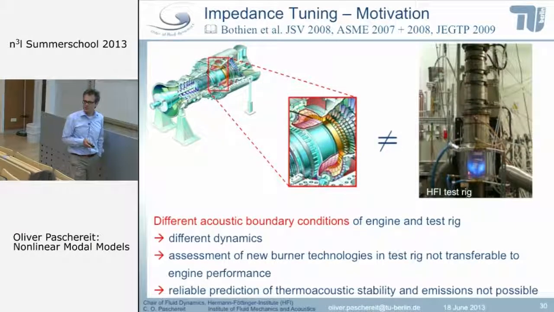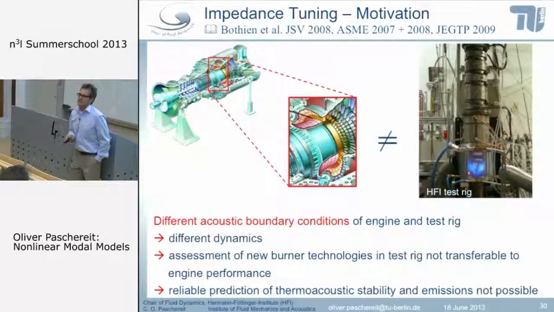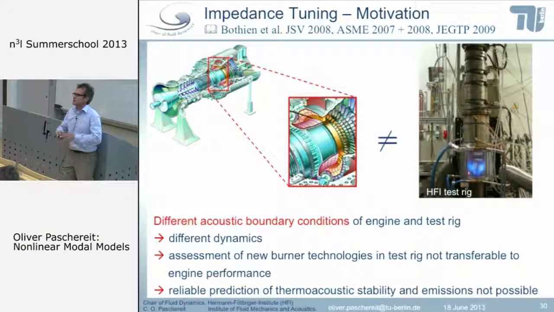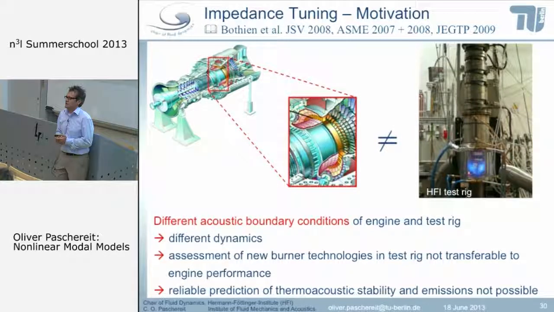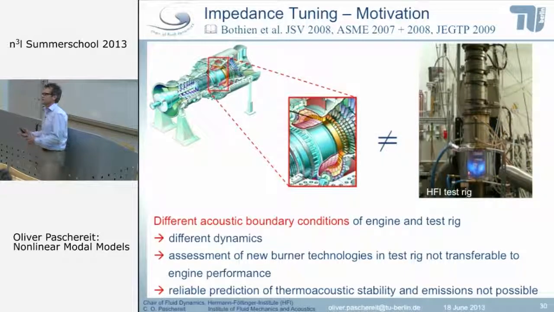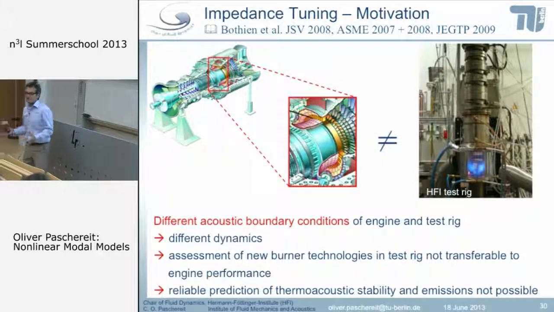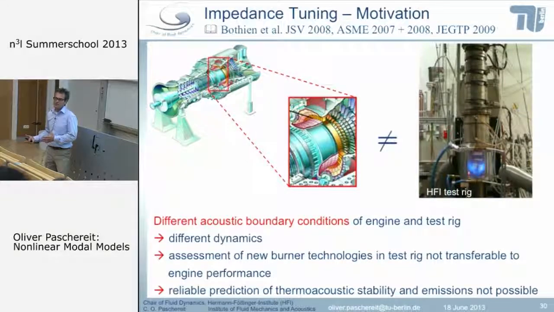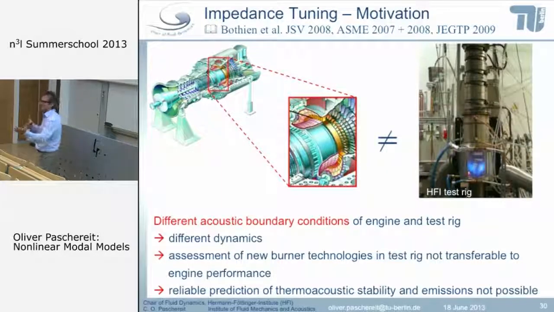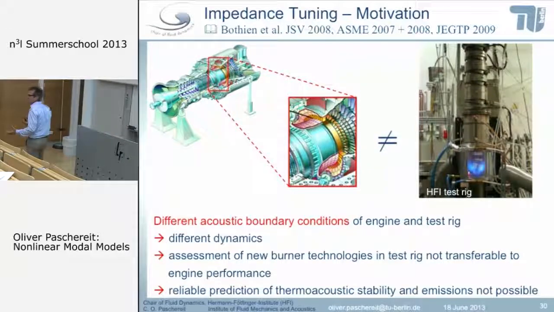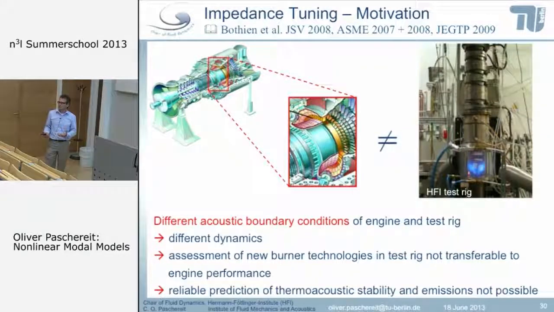One of the problems, for example, is that in test rigs you always have different acoustic lengths, so different acoustic resonance frequencies. So you do a test, for example, in an atmospheric test rig, and it pulsates. Then in a company, you would go to a high-pressure test rig, and there it might be stable. And then the discussion is, well, what should we trust more, the high-pressure test rig or the atmospheric test rig results? And generally, preference is given to high-pressure test rigs.